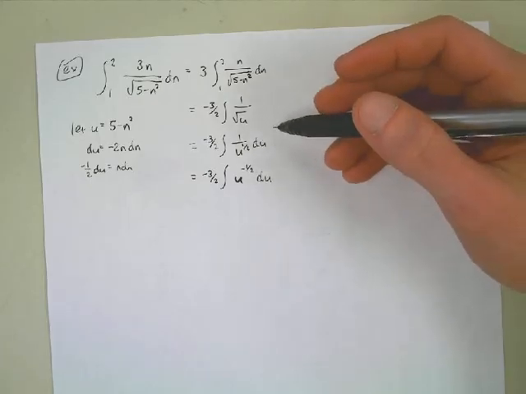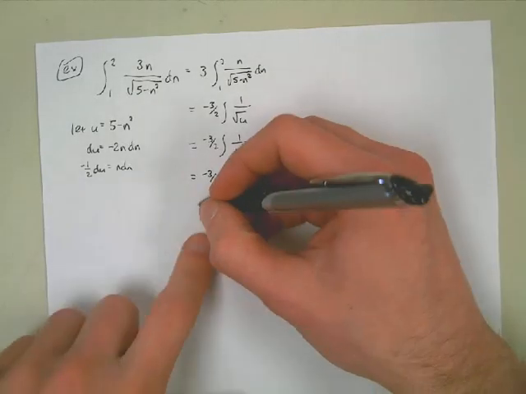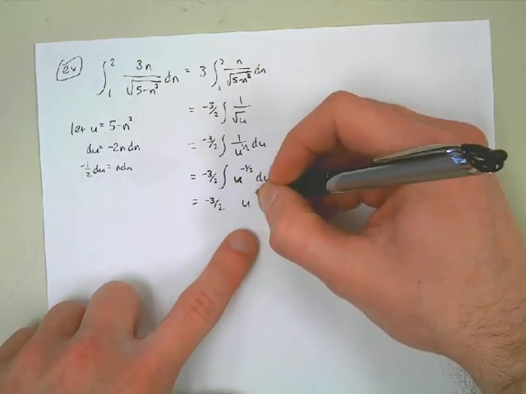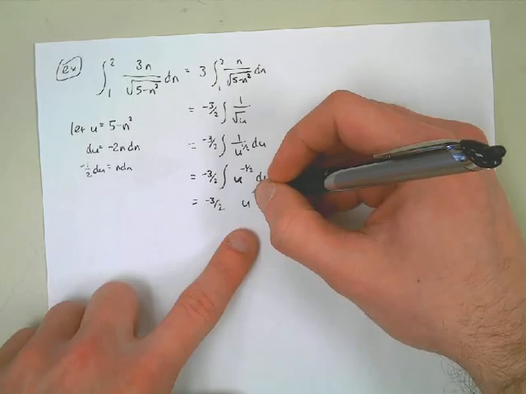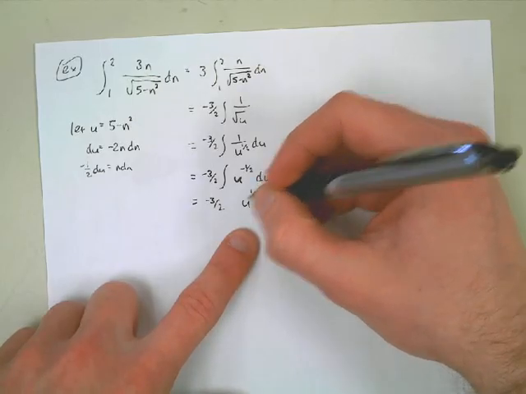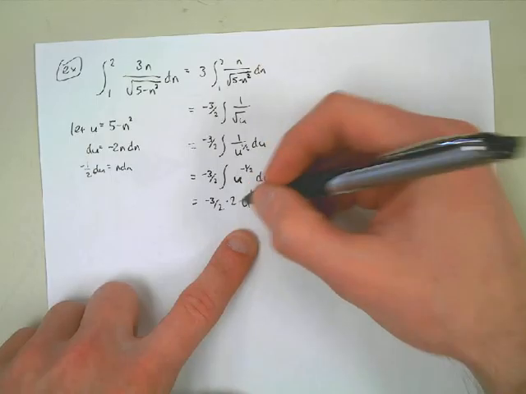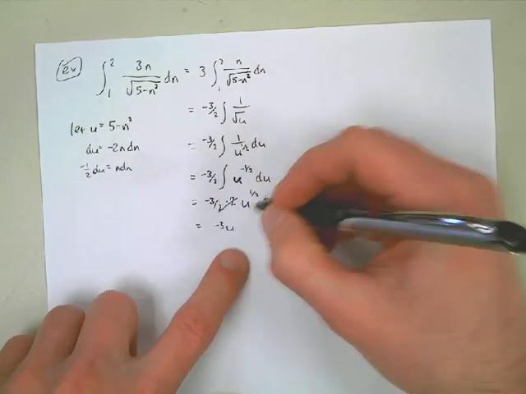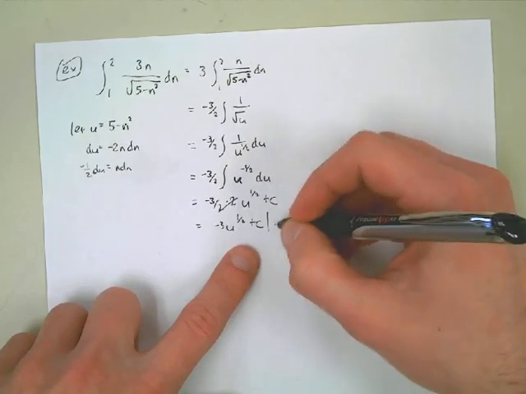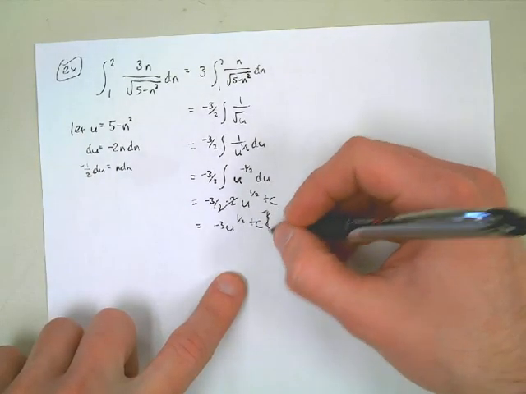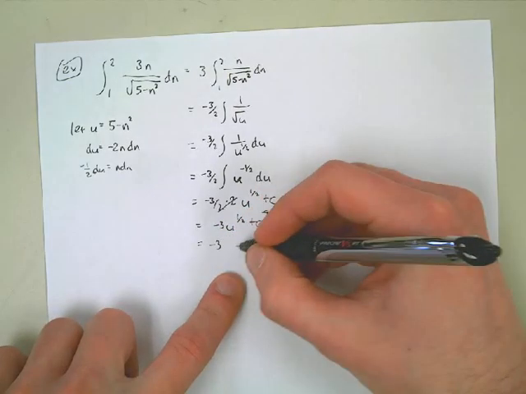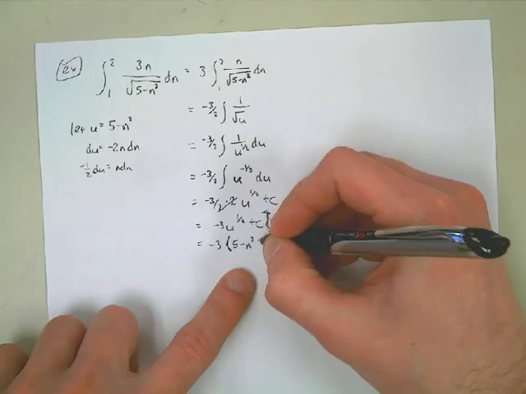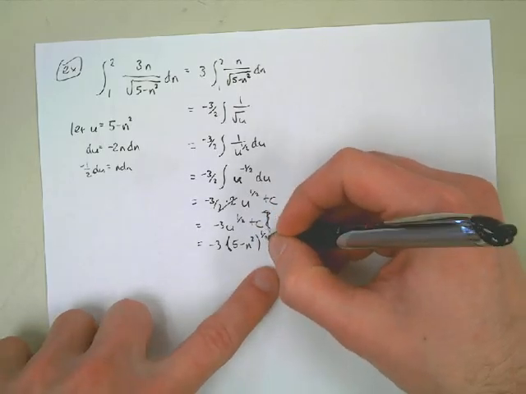So, what does this integrate to be then, Christian? U to the negative 1/2 becomes u to the what? U to the 1/2, and then we multiply by 1 over 1/2, which is really just 2. So the 2 and the negative 3/2 cancel there, and we're left with negative 3u to the 1/2 plus c, and evaluate it from, oh, nope, not yet. I've got to plug back in. 5 minus n squared. So, just 4 to the 1/2 plus c, and evaluate that from 1 to 2.